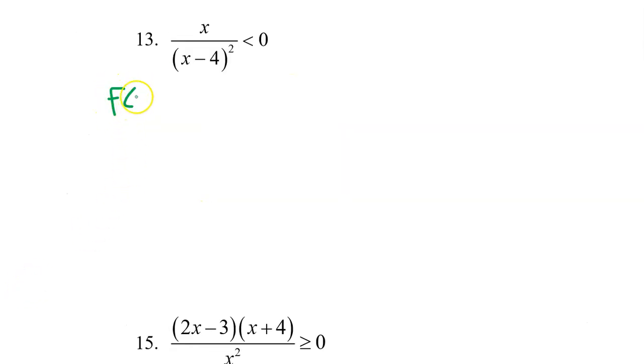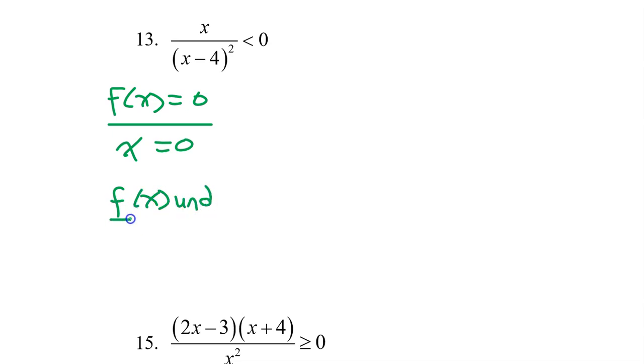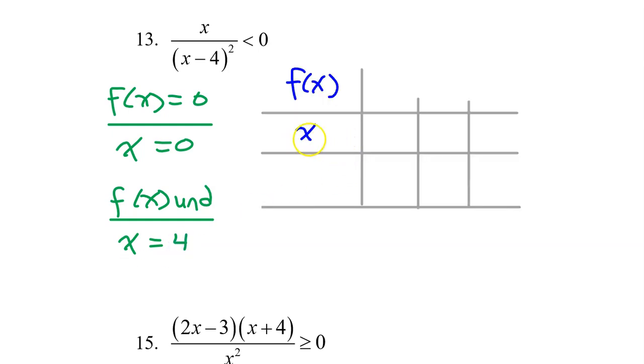Number 13. Where does f of x equal 0? This will be where the numerator is equal to 0, which is simply at x equals 0. Where is f of x undefined? That's where the denominator is equal to 0, which happens at x equals 4. On the sign chart, we will have a row for the x and a row for the x minus 4 squared. Make sure you include that exponent. It is important. Put your critical values in order from least to greatest, 0 and 4.